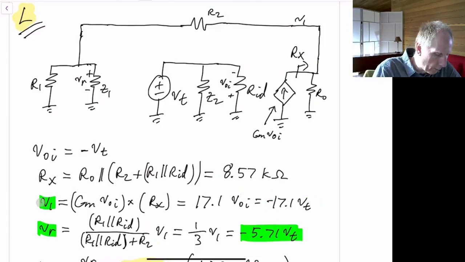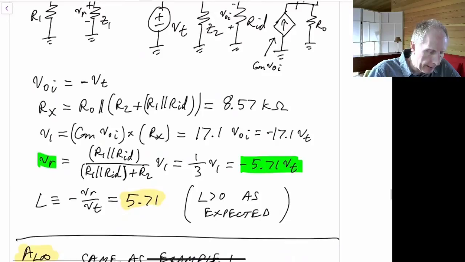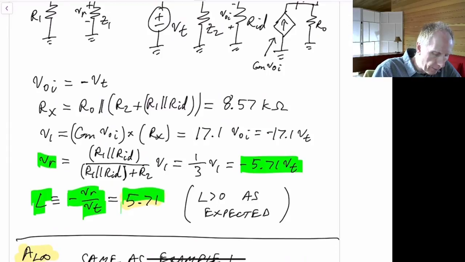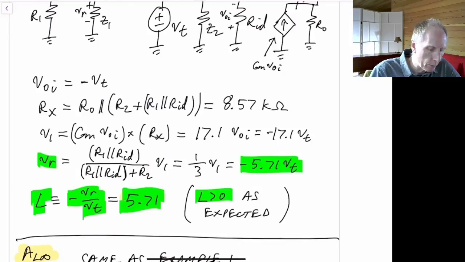So that's what we really wanted to find here, VR in terms of VT. And then by definition, L is minus VR over VT, so it's just 5.71. As expected, L is greater than 0, so we have negative feedback.